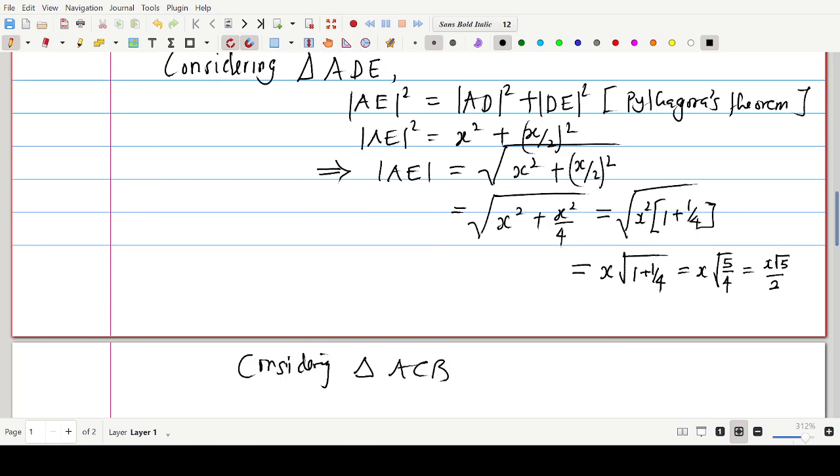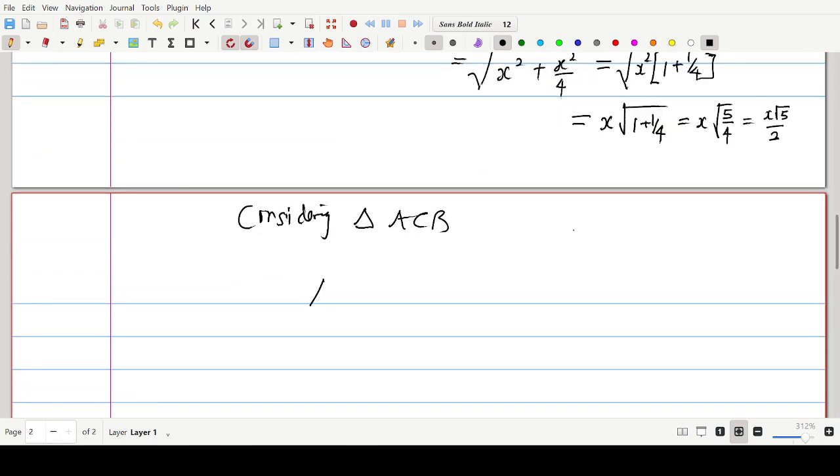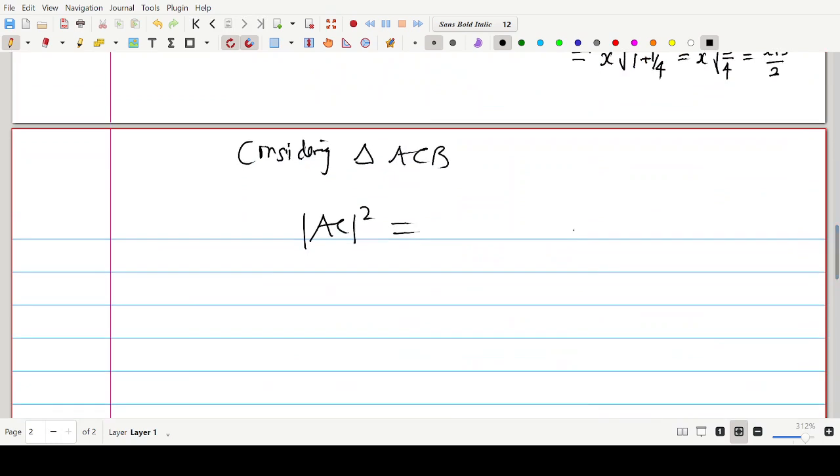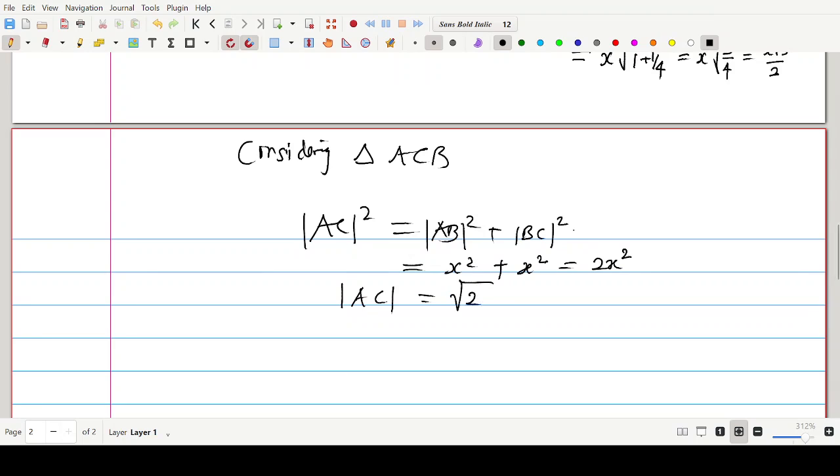It follows then that AC squared should be equal to AB squared plus BC squared. Now, the square is of length x, so that means this is equal to x squared plus x squared. Can you see that? Which will give me 2x squared. On taking the square root, we have that AC is the square root of 2x squared, which will give me x root 2. We'll have this as a result.